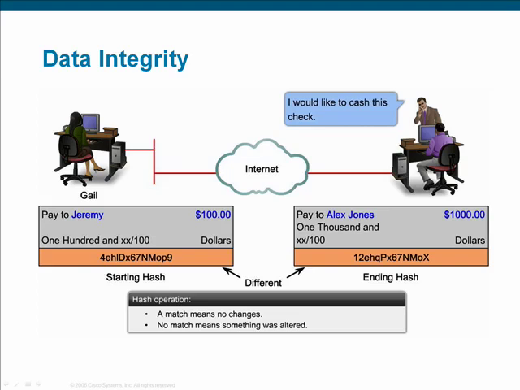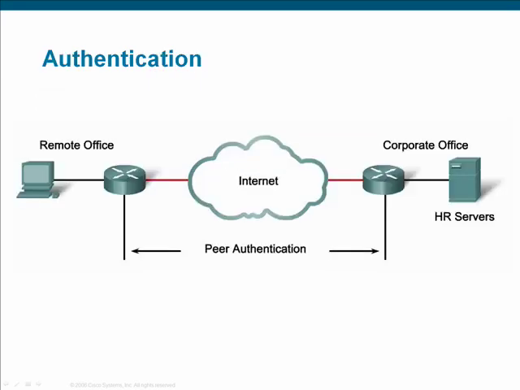In this example, a money transfer intended for Jeremy in the amount of $100 results in the displayed hash value. Somewhere in transit, however, the transfer has been modified to pay Alex Jones $1,000. Note that the hash values are different. As a result, this transfer of information will not occur.